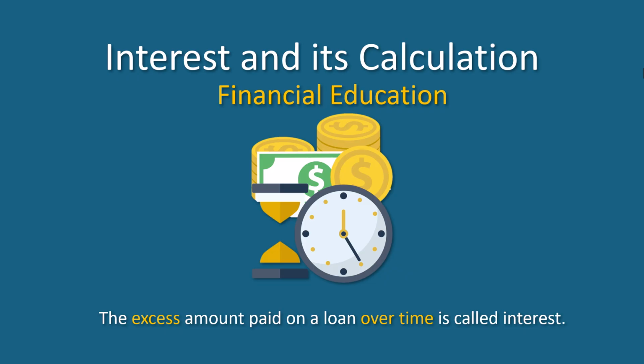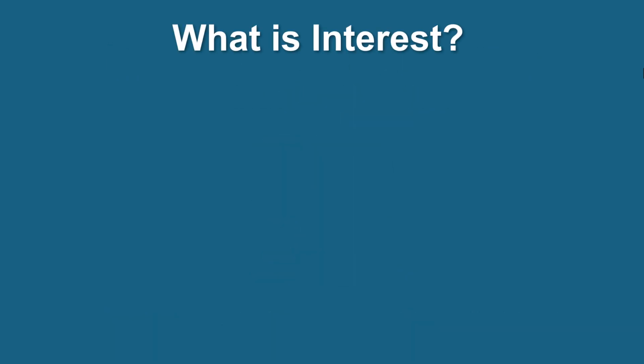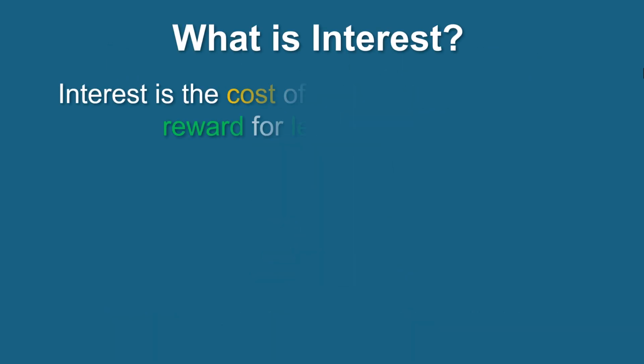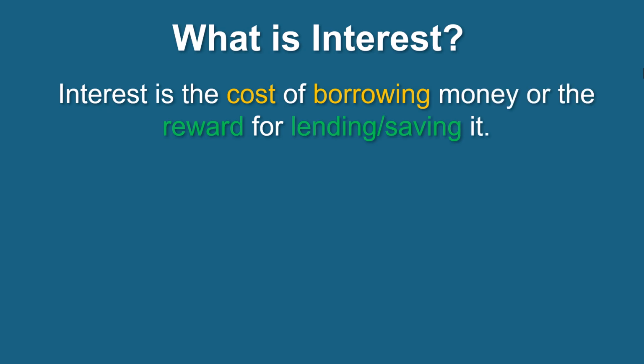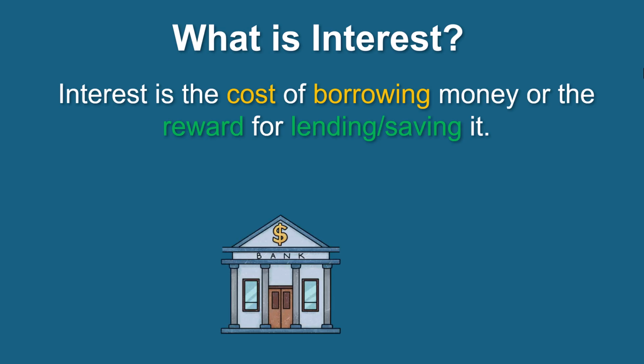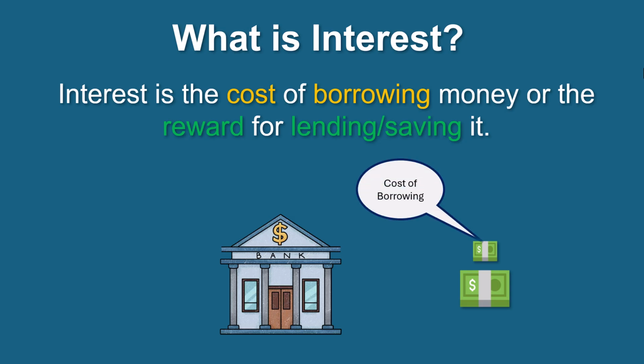So, let's get started. What is interest? Interest is the cost of borrowing money or the reward for lending it or saving it. For example, you have money and you lend it through an institution or save it in a bank. After some time, when you want to take your money back, the bank also gives you some excess amount. That excess amount is the cost for the borrower or the institution, and it is a reward for you as the lender. That is the definition of interest.